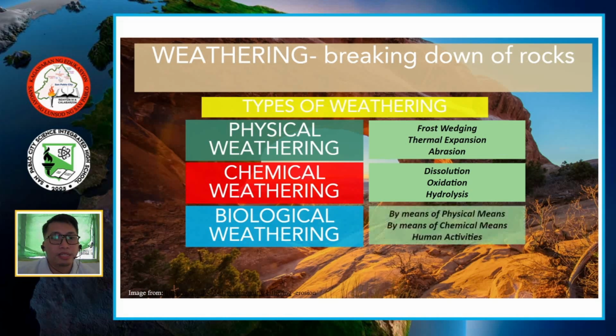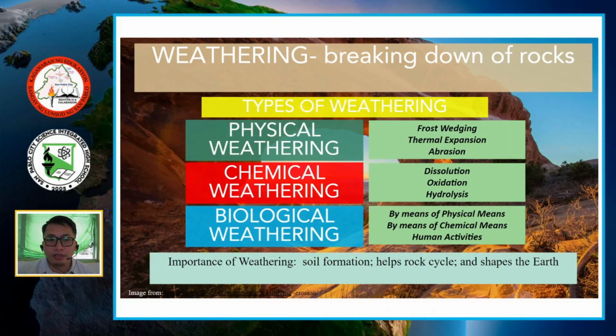And the biological weathering can be by means of physical means, roots of trees, earthworms, molds, by means of chemical means such as the organic acid created by lichens, human activities such as mining, running, hiking, etc. Then the different importance of weathering, the soil formation, it also helps the rock cycle, such as the formation of sedimentary rocks, and it shapes the earth, creating a land formation or rock formation.